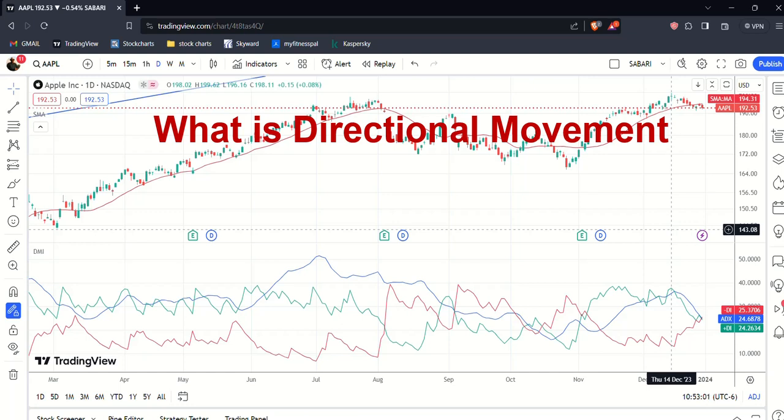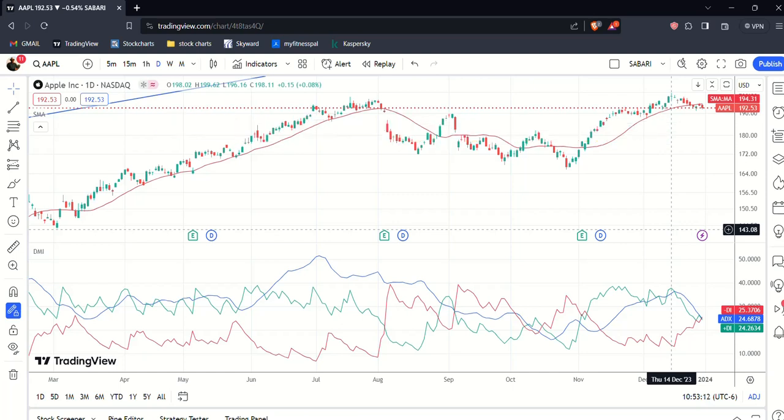What is directional movement? We are all pretty much aware that moving averages work only in a trending market, right? So to identify the trend, when is the market trending? What is the direction of the trend? For this purpose, we use directional movement. It's a great contribution by Welles Wilder.